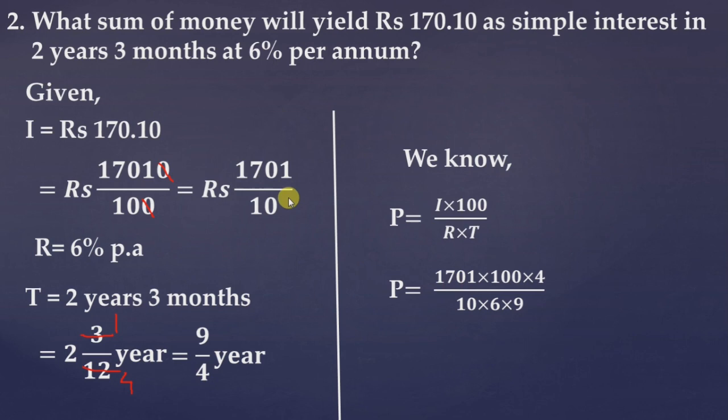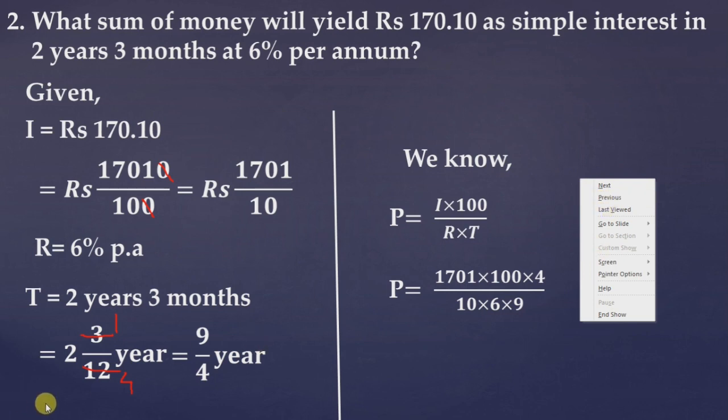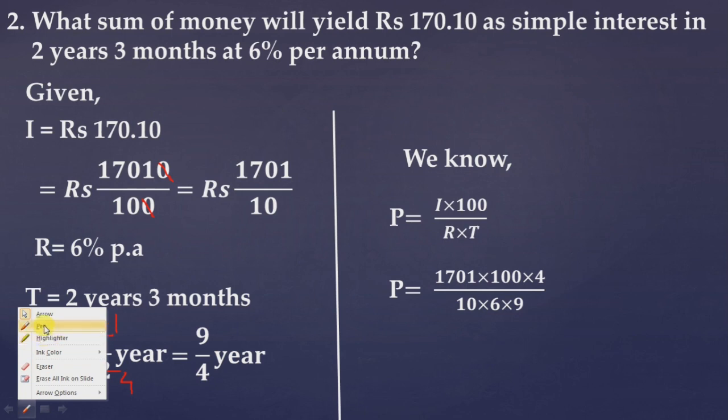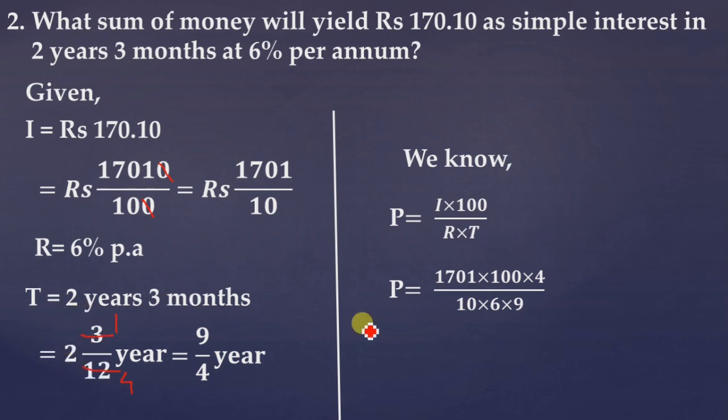Interest is 1701 divided by 10 into 100. Rate is 6%. Time is 9 by 4, so 9 will be here, 4 will go up. Now let's simplify. 10, let's cancel with 10. 2 2s are 4, 2 3s are 6, 3 1s are 3, we'll cancel here.